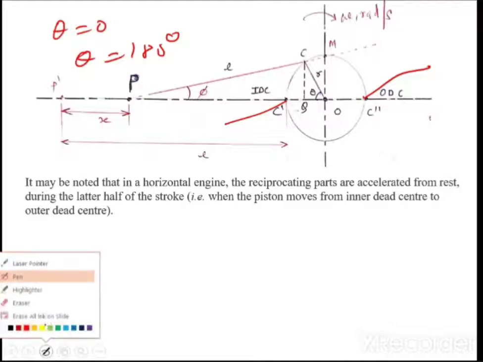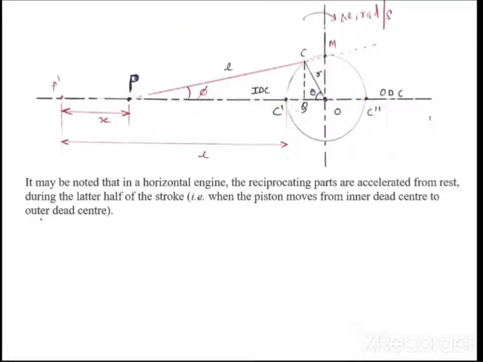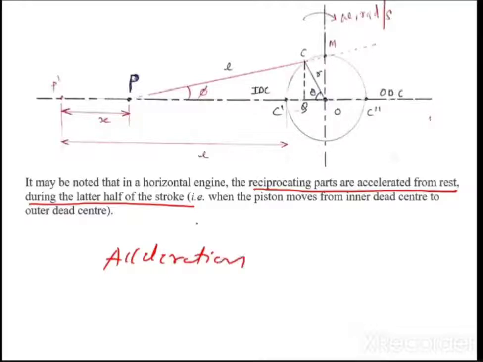Now you understand that there are cycles in the IC engine. It may be noted that in a horizontal engine, the reciprocating parts are accelerated from rest during the first half of the stroke. So what I mean to say is that there are two conditions. One is acceleration. Let us say you have a vehicle and you accelerate it. How will you accelerate your vehicle? By pressing the accelerator pedal.